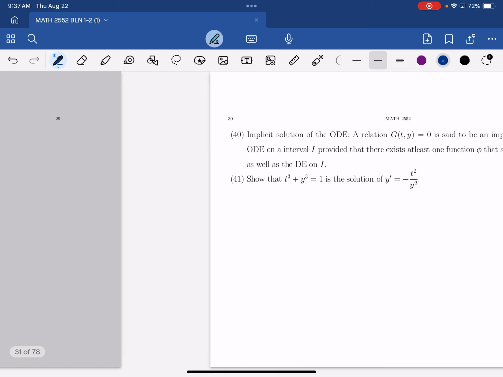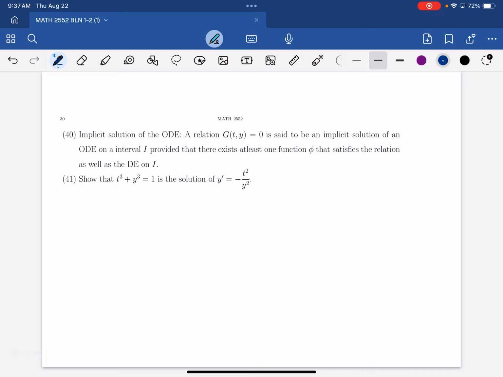So sometimes the solution is implicit as well. So what is an implicit solution? It is a solution of the differential equation, but you are not really able to isolate y by itself. So it is an implicit solution.